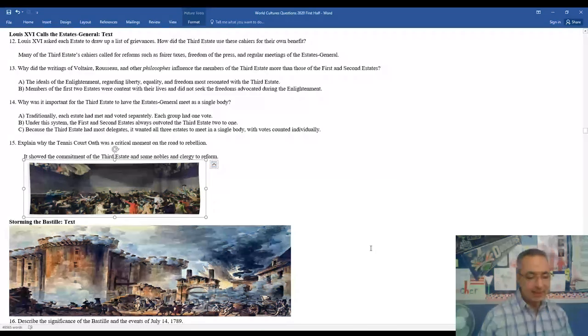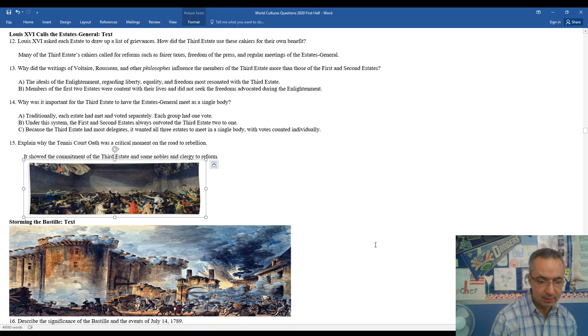Question 16: Describe the significance of the Bastille and the events of July 14th, 1789. Well, first of all, let's take a look at the picture of the Bastille. You can see it's basically like a stone fortress there. It had served as a prison at one point in time. At this point in history, it was serving as an armory, a place to store weapons.